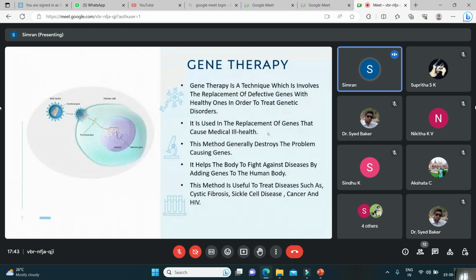Gene therapy. Gene therapy is a technique which involves the replacement of defective genes with healthy ones in order to treat genetic disorders. It is used in the replacement of genes that cause medical ill health. This method generally destroys the problem-causing genes. It helps the body to fight against disease by adding genes to the human body. This method is useful to treat diseases such as single gene disorders like cystic fibrosis, sickle cell disease, and complex diseases like cancer and HIV.